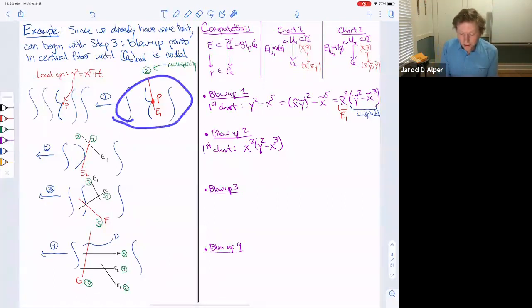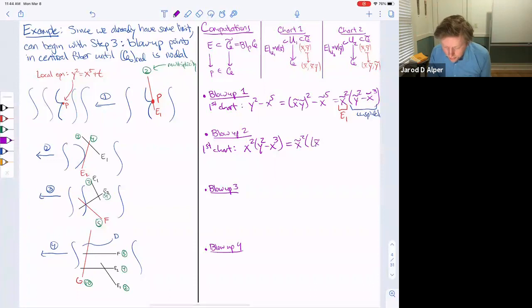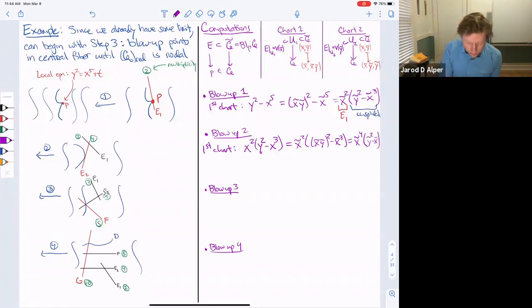So now local coordinates on this are x and y, and local coordinates on the blow up will be x tilde, y tilde. And then in the first chart, if I work this out, this becomes x tilde squared times x tilde y tilde squared minus x tilde cubed. And if I factor this, I get x tilde to the fourth times y tilde squared minus x tilde. Right, and so the x tilde is the equation of the new exceptional divisor E2. And this is the blue curve. Let's call that D.